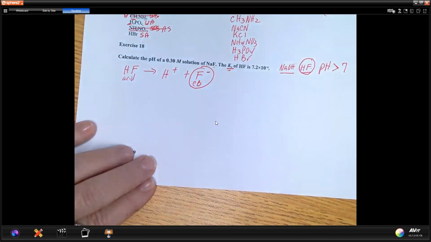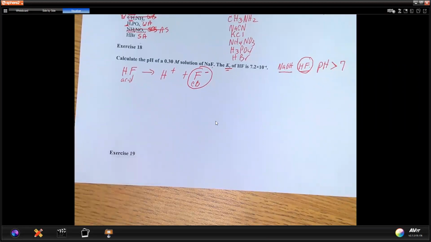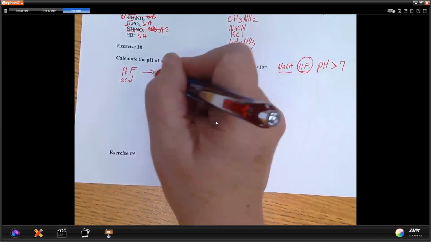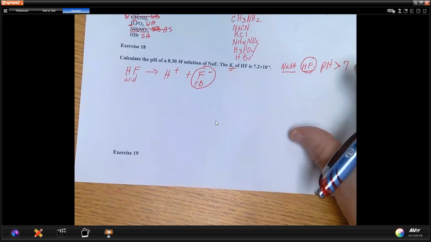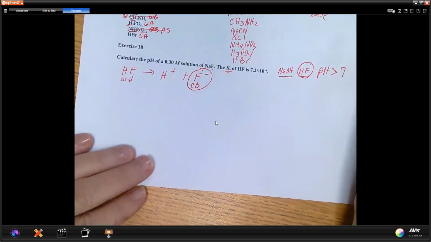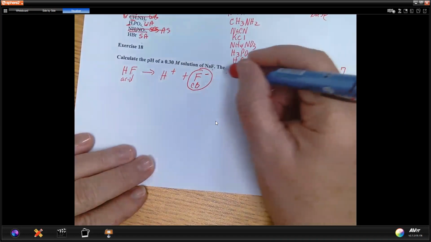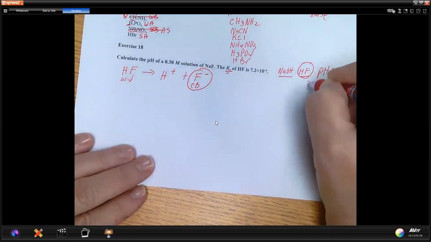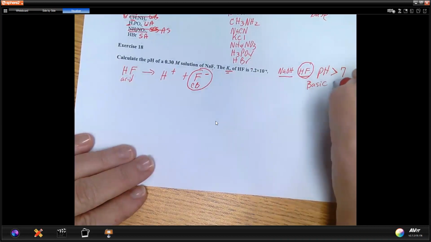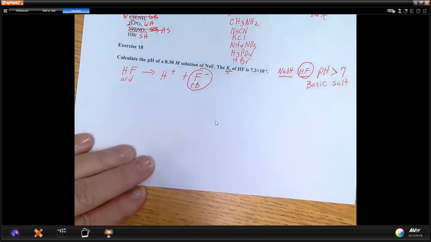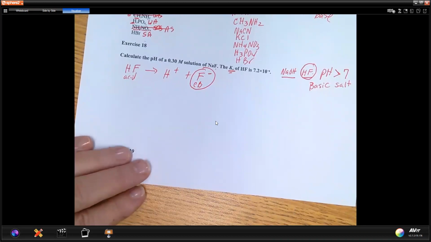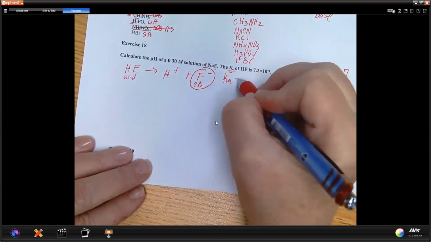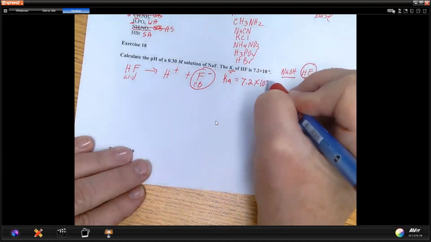Because since it comes from a weak acid, it's not going to want to stay 100% ionized. It would like to get with some water and reverse this reaction and go back to being the HF. So if you're going to form a basic salt, then when you look at your reaction, what you end up becoming interested in is your Kb. So here, this is a Ka. So that's my 7.2 times 10 to the negative fourth.